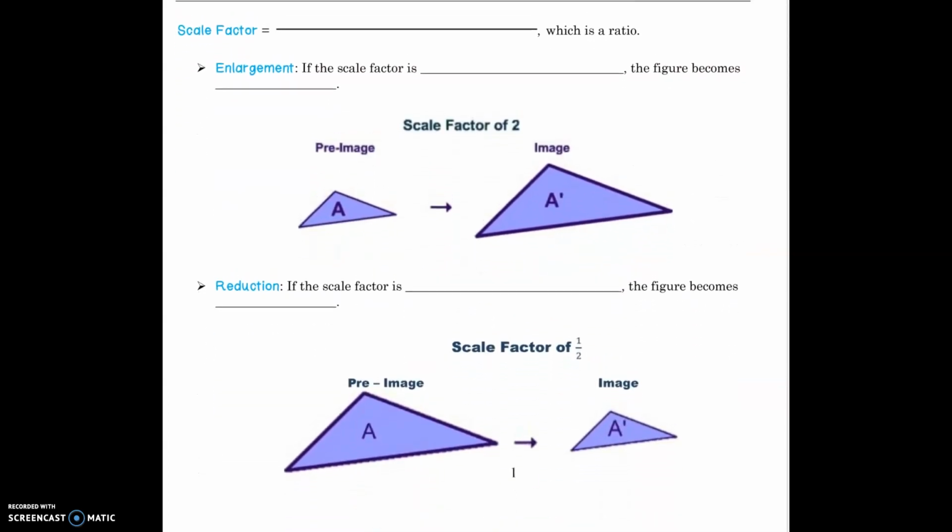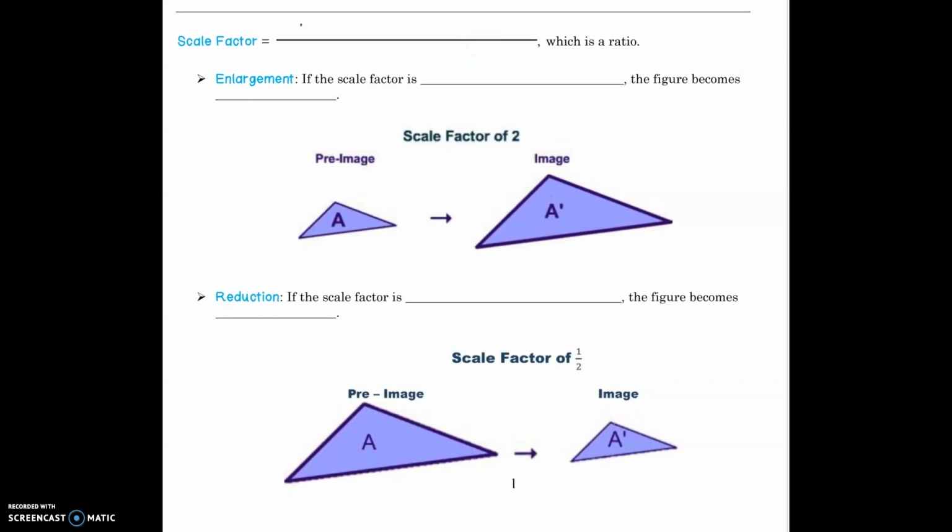Scale factor is a ratio: the image length divided by the pre-image length. And the scale factor is the ratio we will use to perform our dilation.